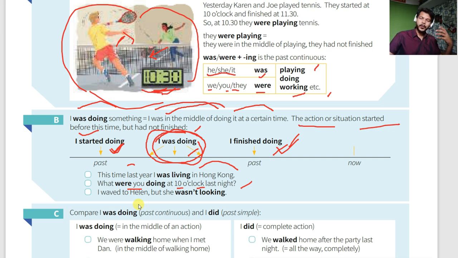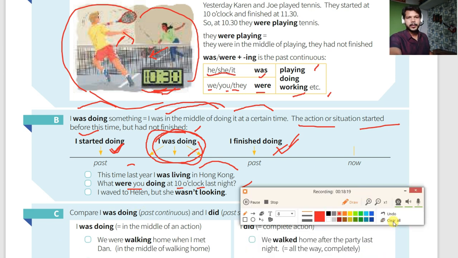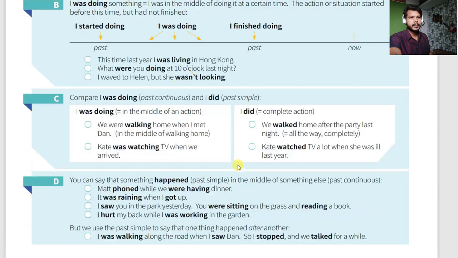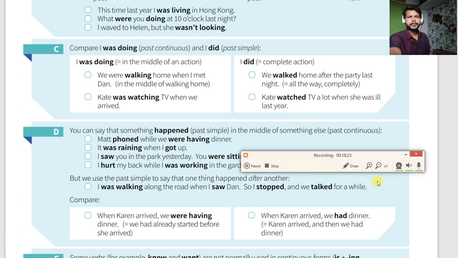But if I ask you, hey, what were you doing at 10 o'clock? It means I want to know about the process which was going on at 10 o'clock and it was being performed by you. I don't want to know when it was started. I don't want to know when it will finish. Simply, the action which was going on. Fair enough? Okay, alright.